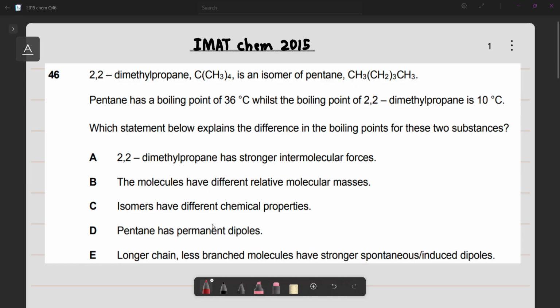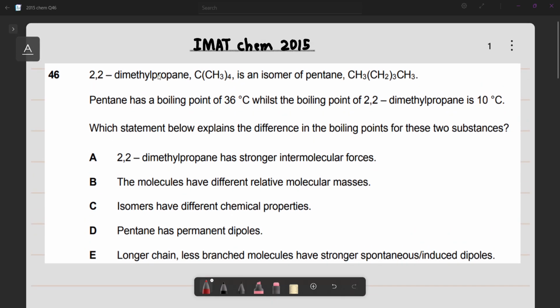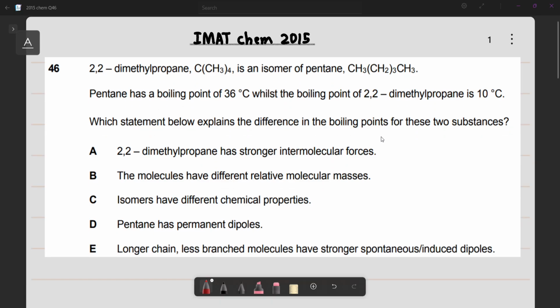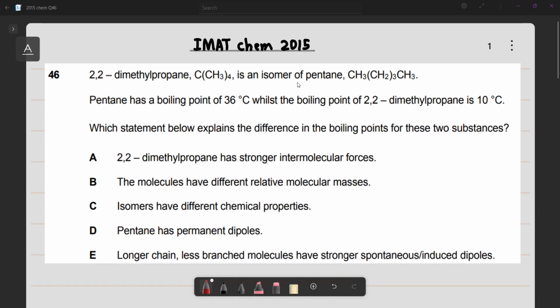So before we go through each of these options, we must draw some workings so that it will make it easier to solve this question and to explain the difference in boiling points. So first of all, we know that they are isomers of each other. So again, we must recall the definition of isomer. So isomer is a compound which shares the same molecular formula, but they differ in structural arrangement.